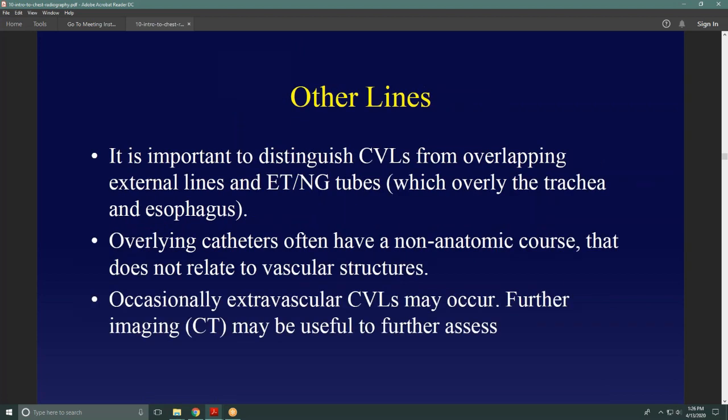It's also important to distinguish central venous catheters from overlapping external structures. Lines in ET and NG tubes, especially the peripheral portion, can either be internal, overlapping the esophagus, or external, overlying other parts of the chest. You're going to have overlying catheters and monitor leads that can be confusing. Generally, they'll have non-anatomic courses and can be readily distinguished from abnormal central catheters, but not always. And occasionally, you will get malpositioned catheters that are outside the veins, either in an artery or extravascular, okay?